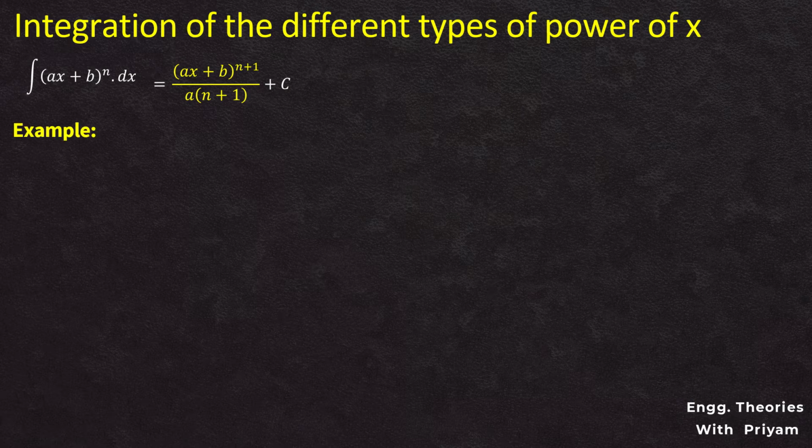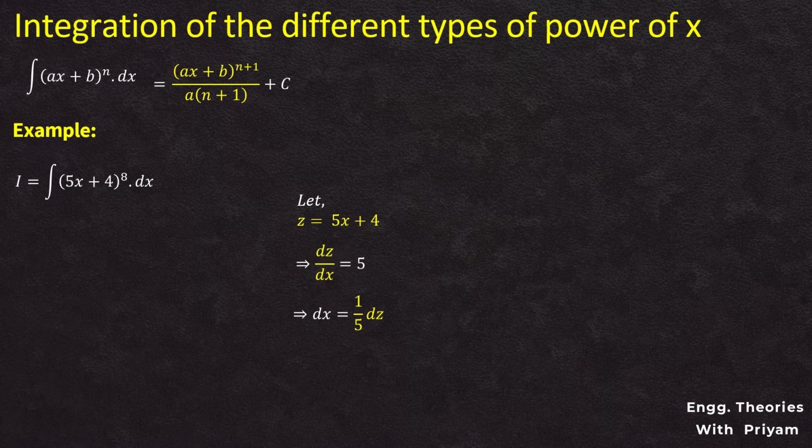Let's take an example based on this formula. Let's say we need to integrate 5x plus 4 to the power 8 with respect to x. Then we can write I is equal to integration of 5x plus 4 to the power 8 into dx. Let z is equal to 5x plus 4. If we differentiate this z with respect to x, then we can write dz by dx is equal to 5. Then dx is equal to 1 by 5 into dz.